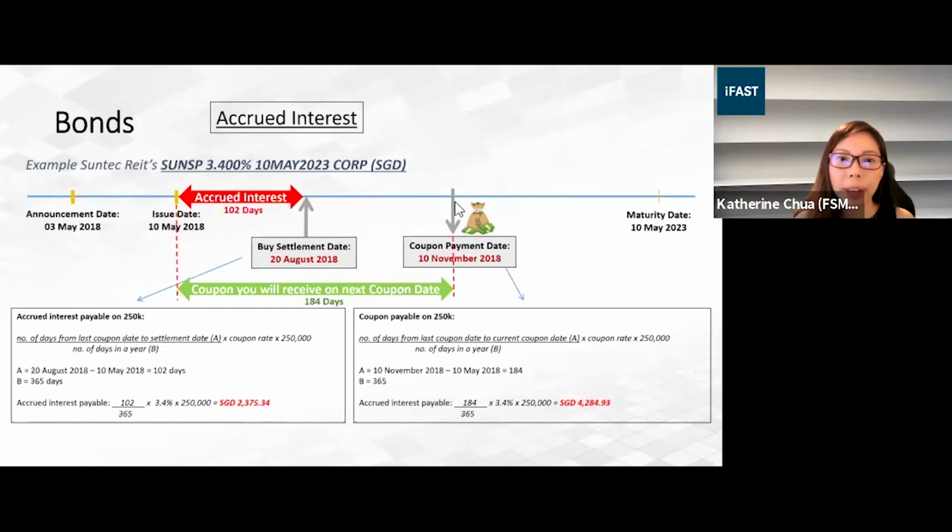So regardless of whether you buy 1 week before the coupon payment date or 1 month before the coupon payment date, the accrued interest would change. So this is just an example of how you can count the accrued interest payable. But if you face too much calculation to do, you can also go to the same coupon calculator. We help you to indicate roughly how much accrued interest you have to pay up for this bond.